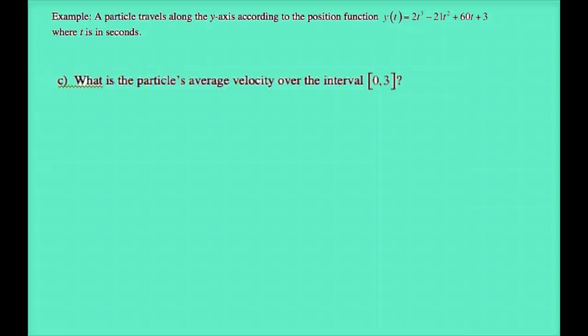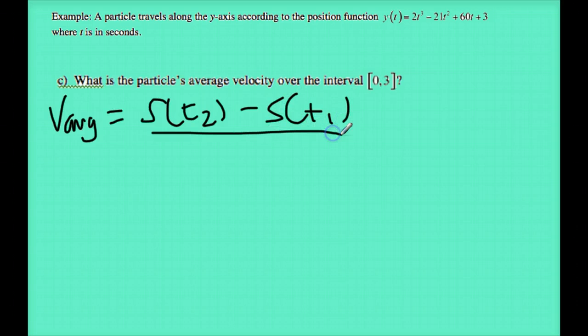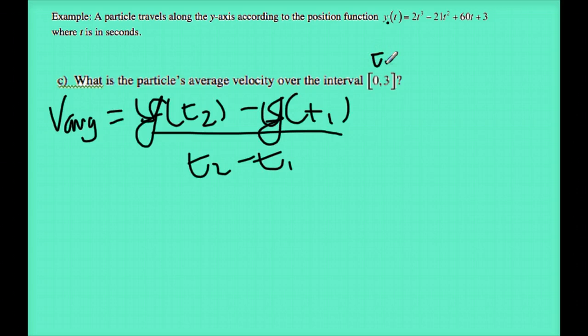So the general equation is the average velocity is equal to s of t2 minus s of t1, divided by t2 minus t1. Like I said, in this case we're using y's for position, so I'm going to change this to a y and this to a y. If I plug in, 0 is my t1 and 3 is my t2, so I'm going to see what I get when these are plugged in.